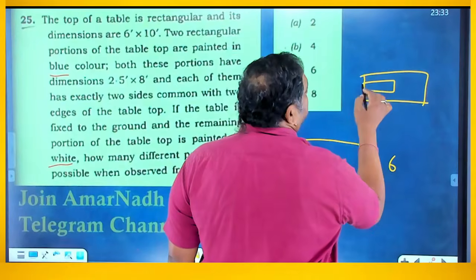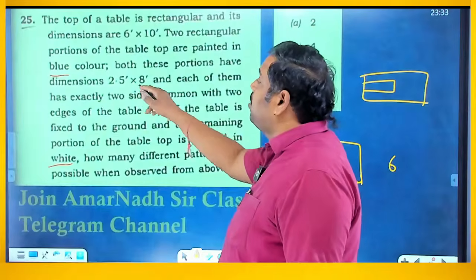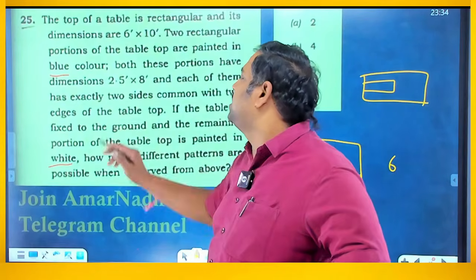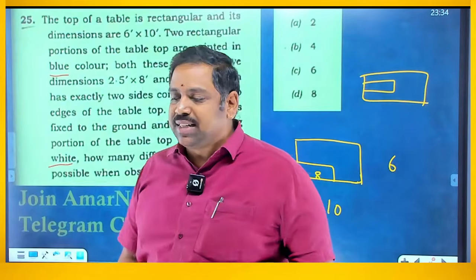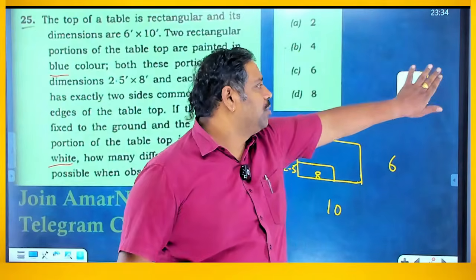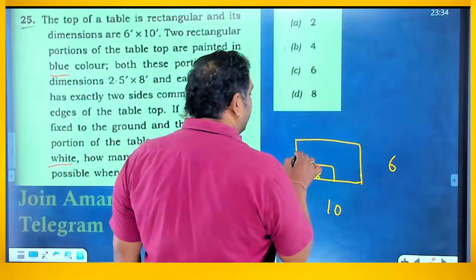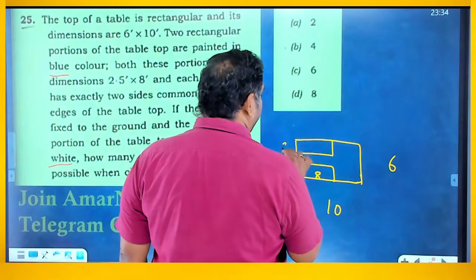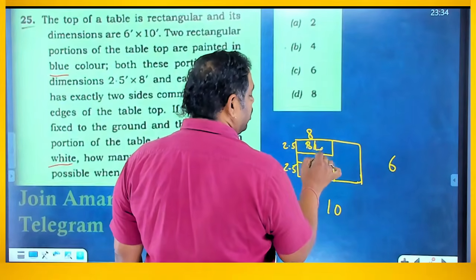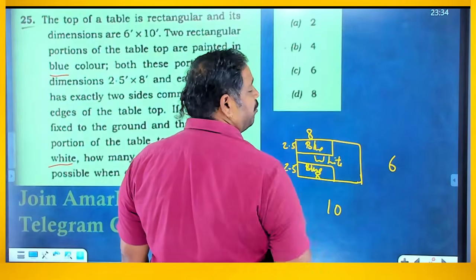Why? Because he said that 2.5 by 8, and each of them has exactly two sides common with the edges of the tabletop. Here only one side is common, that's why that is not valid. Here two are common. The other one is like this, 2.5 and 8. These two are blue, the remaining are white. Automatically, this is one view.